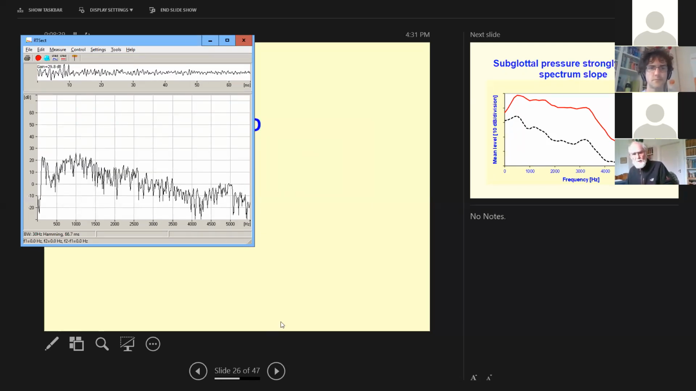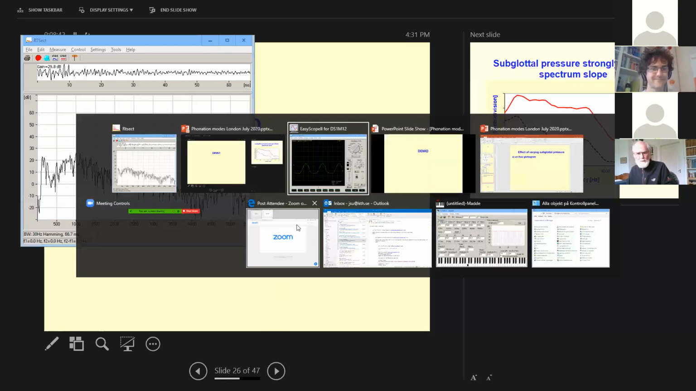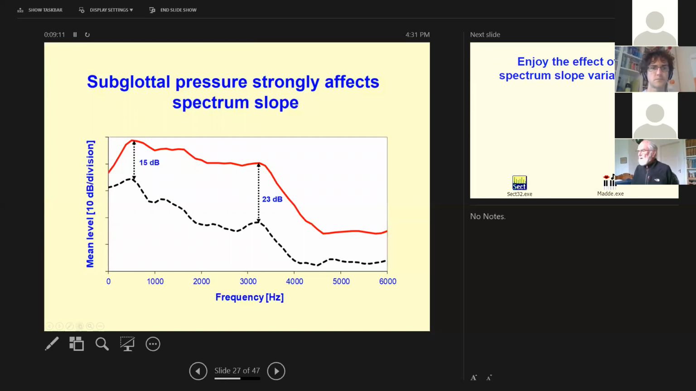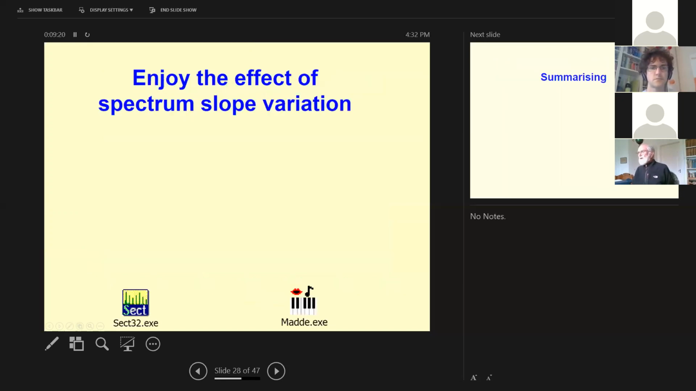Enough. So back again to law and order. Okay, so this is a bit more organized information about the same information. Long time average spectrum of running speech. Red is loud speak, and dashed black is soft speak. So 15 decibels here is typically about 1.5 times as many decibels at 3 kilohertz than at 500 hertz. That's typical. Okay, enjoy the effect of spectrum slope.